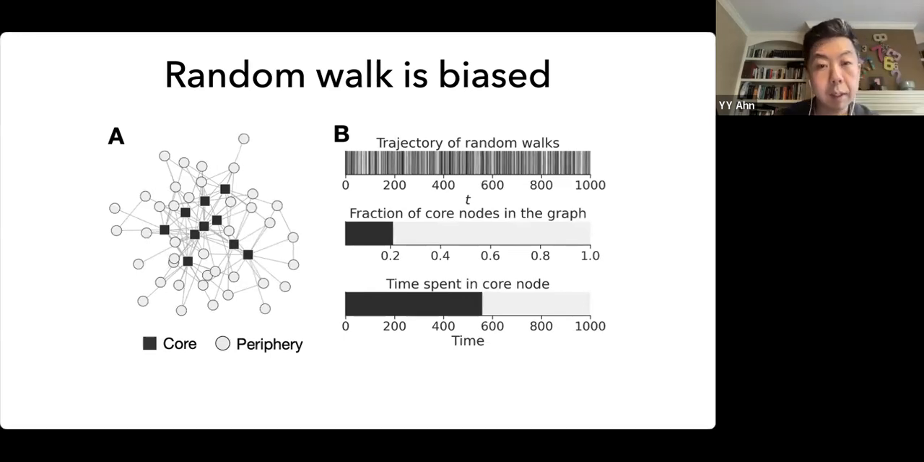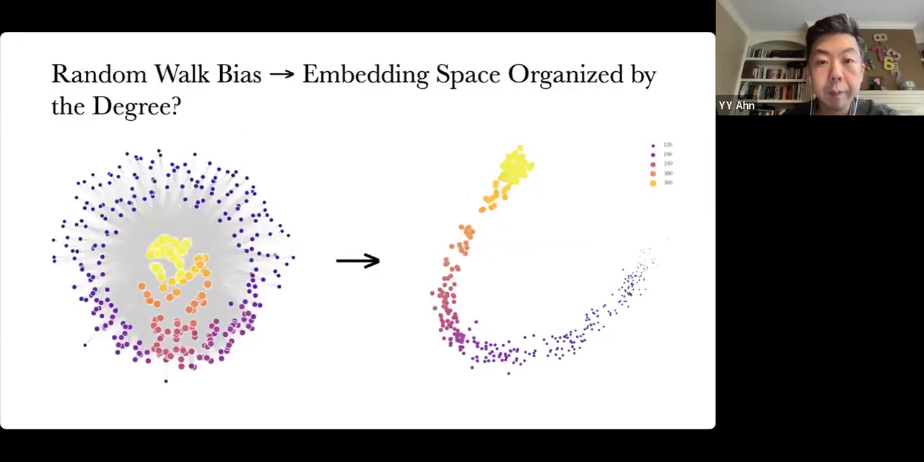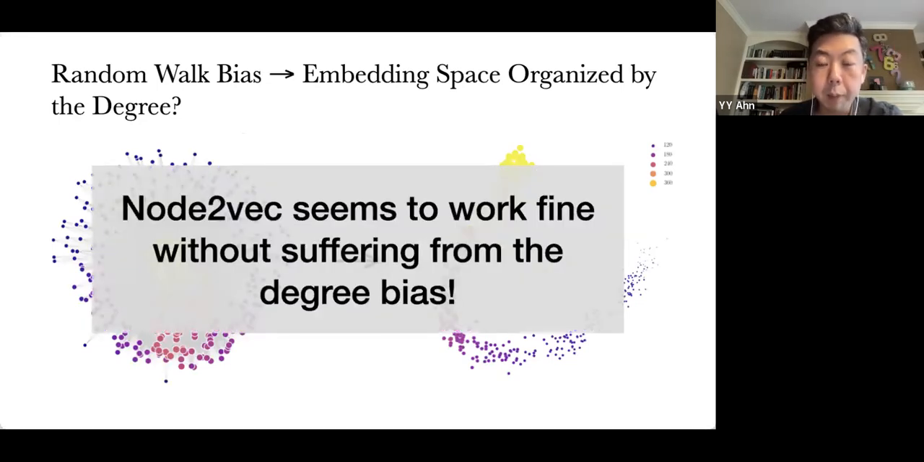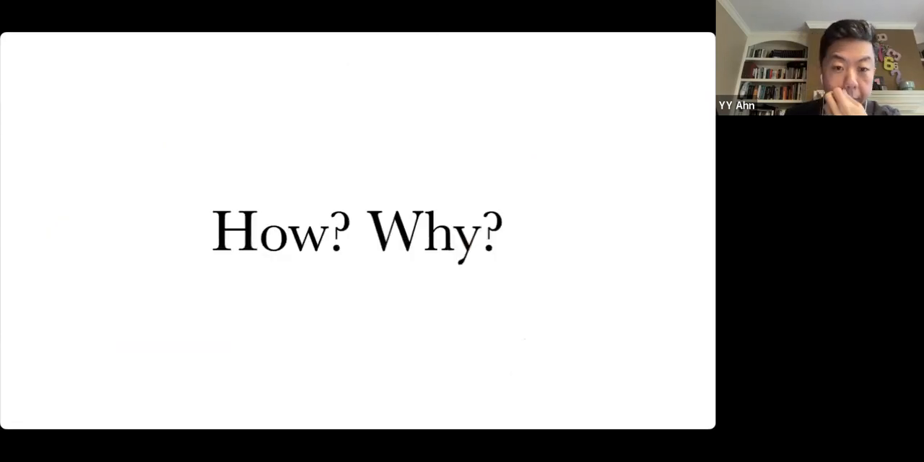So that means the neural network will pick this up as really important information to predict the next step in the random walk. So what we expect is that degree should be super important information that is picked up by the graph embedding method. But it turns out that node2vec seems to work fine. It doesn't suffer from this degree bias at all. And that's interesting. Why doesn't it suffer from degree bias?